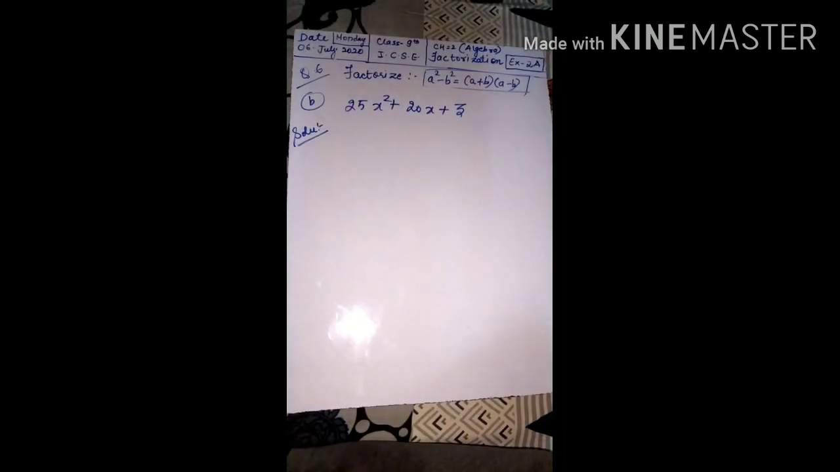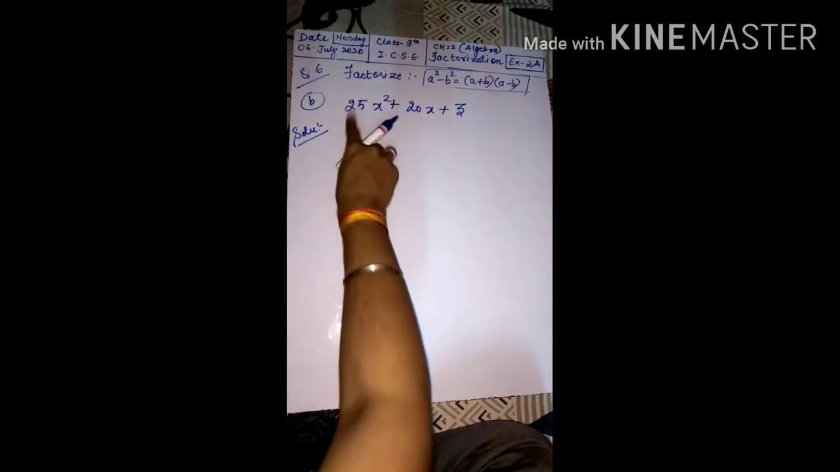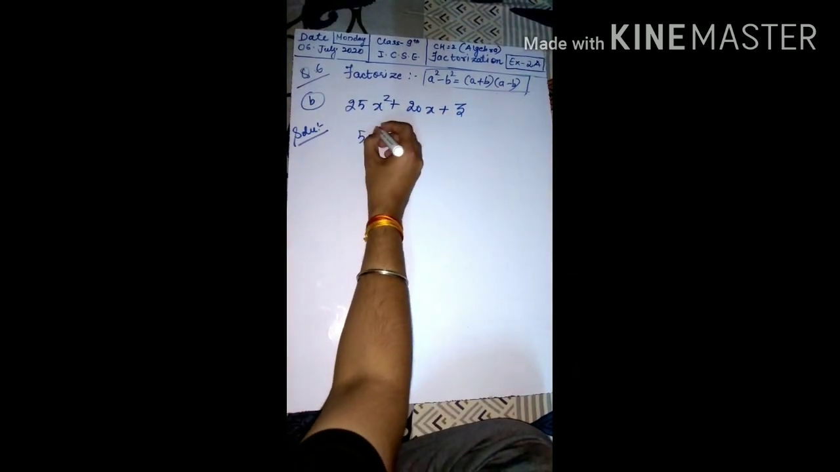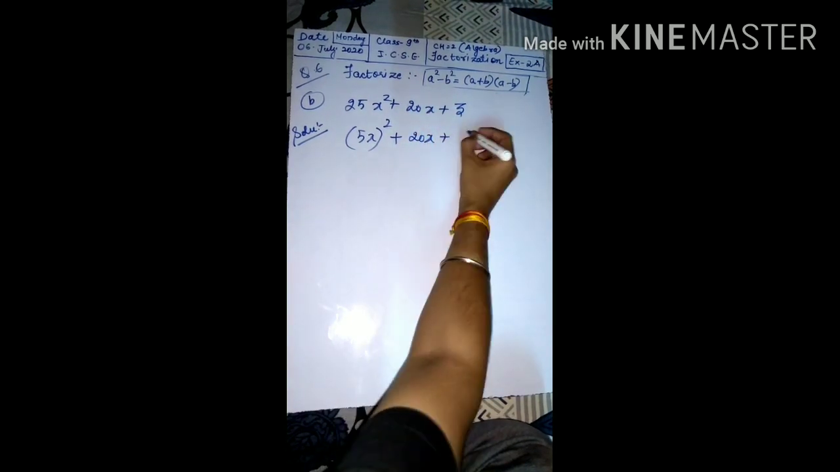Let us come to the 6th B question. The question says express the following as the difference of 2 squares and then factorize. Okay, let us understand what they are trying to ask. B question I'm doing, that is 25x square plus 20x plus 3. The question we have. So what first thing we can do, this 25x square can be written as 5x the whole square plus 20x plus 3.